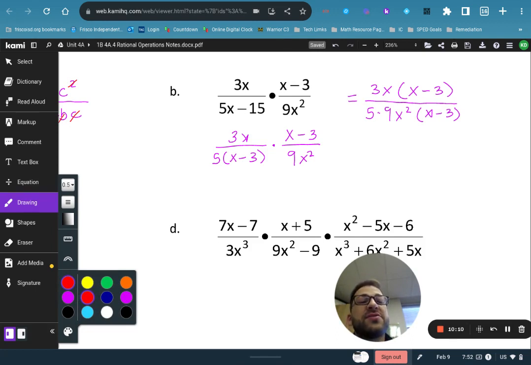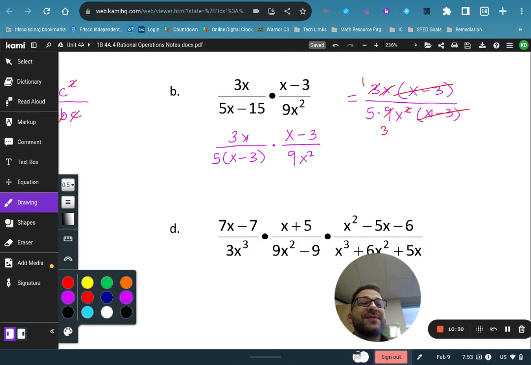Just like last time, you can see I have an x minus 3 and x minus 3, so those are going to cancel out right away. Then I have an x and an x squared, so I'm going to cancel out an x in the top and an x in the bottom. And then I have 3 over 9, which would reduce down. Both are divisible by 3, to 1 on the top and 3 on the bottom. And I can go and simplify my expression from here.